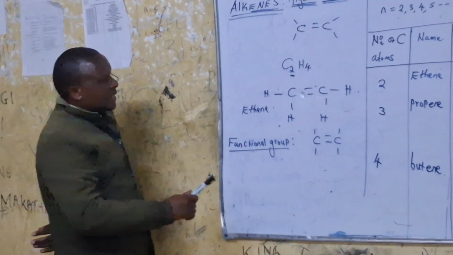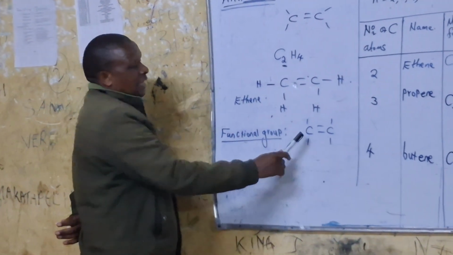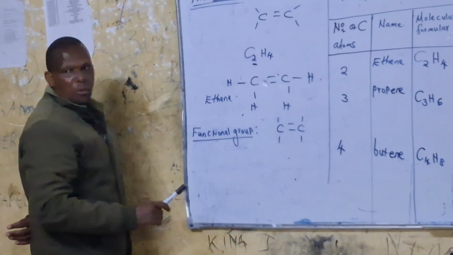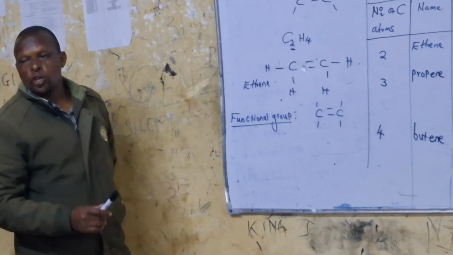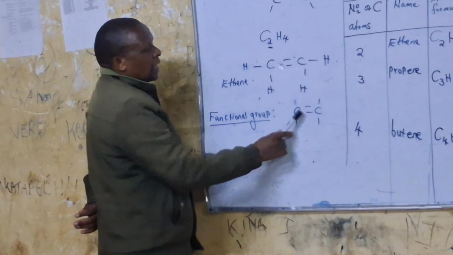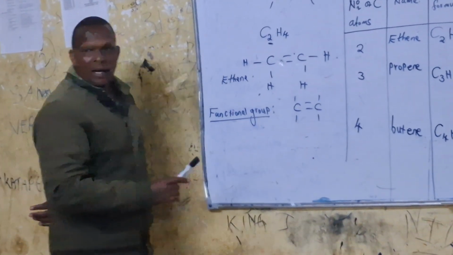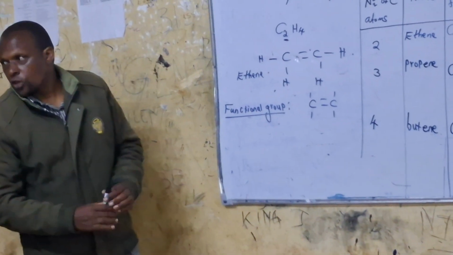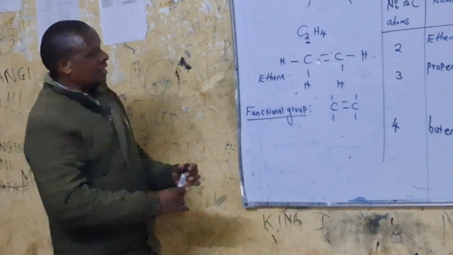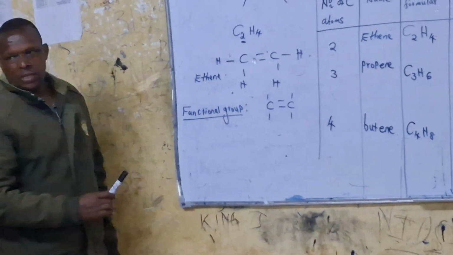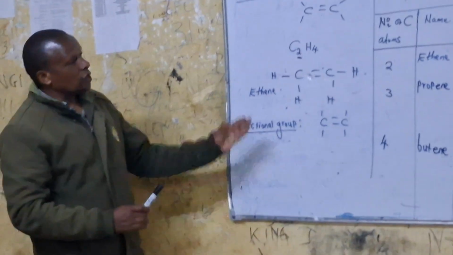Now, what is the functional group in alkenes? The functional group in alkenes is the carbon-carbon double bond. What is a functional group? It is an atom or a group of atoms where chemical reactions occur. So the reaction site is known as the functional group. For alkenes, the reaction occurs between this carbon and this other carbon atom. That's why we are calling it the functional group.